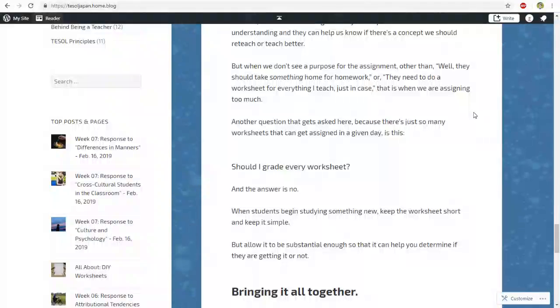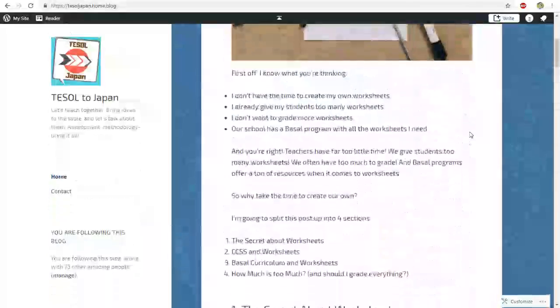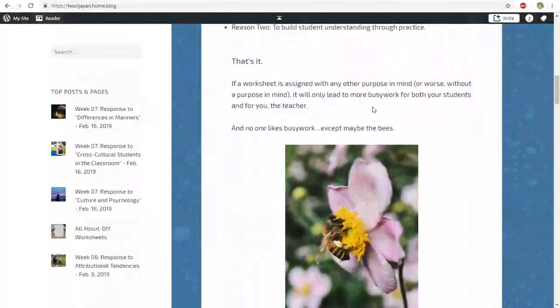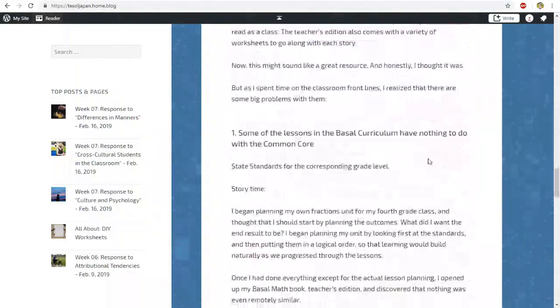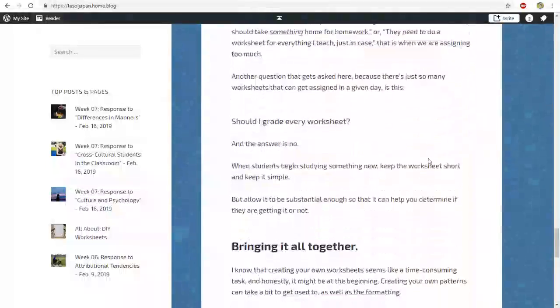But not having a purpose, or saying just, well, they need to have something home for homework, they need to have homework every night, or they need to do a worksheet every time I teach a lesson, just in case, that's when we're assigning it too much. We need to know that it has a purpose. We need to know that it's answering these two questions. It's measuring student understanding, and it's helping my students practice the material in a meaningful way. Right? It just goes back to that.